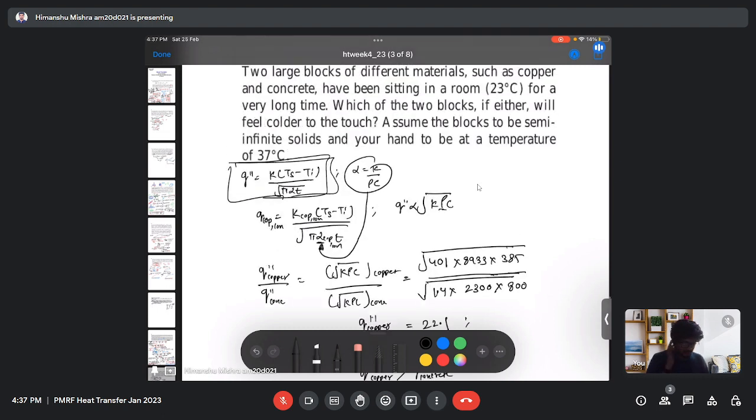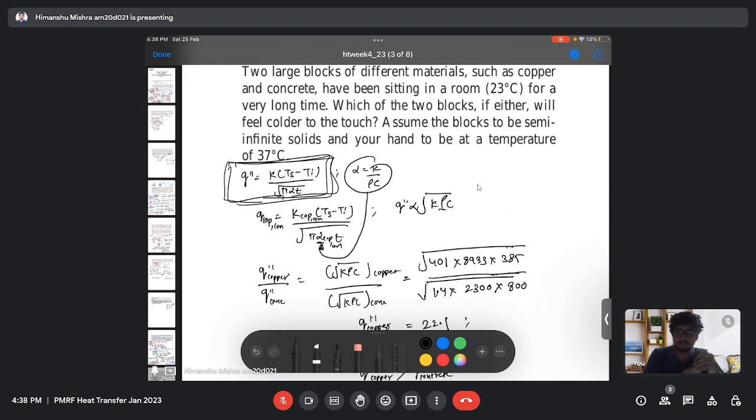And for all semi-infinite solids, you can use the same heat transfer relation. So, any doubt in this question? So basically, it is just using the expression. That's all. In the semi-infinite body, we just need to use this expression to solve all the heat transfer problems.